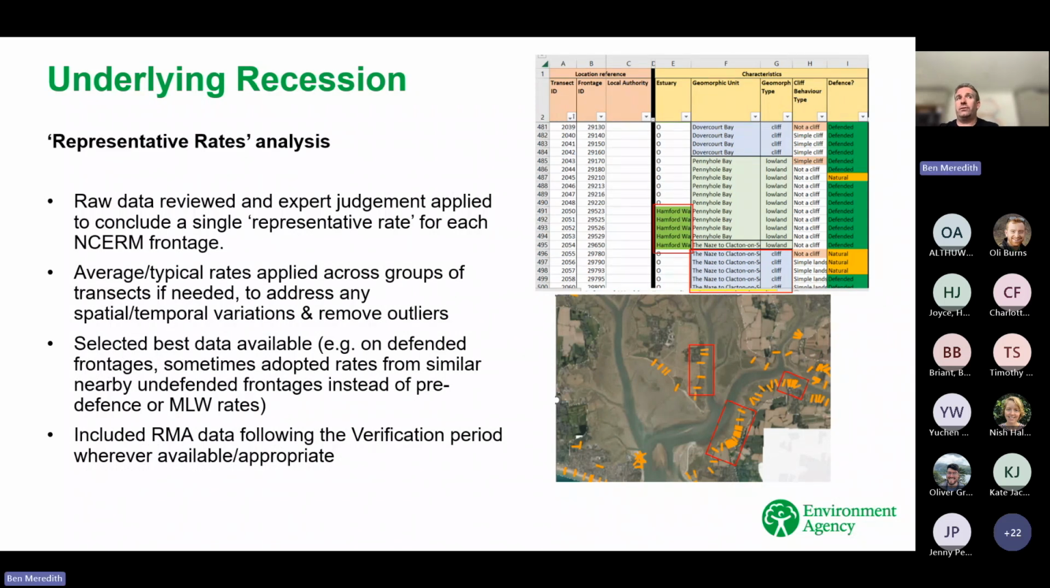And during that initial verification process, we further assessed the underlying recession data to remove outliers, and also applied some averaging across similar frontages where it was appropriate to select a representative rate for each erosion frontage. Where no data was available due to the presence of defence structures, the rates were adopted from nearby undefended locations or by using mean low water lines as previously mentioned. And this process ensured that only the best quality data was taken through to the predictive modelling stage.